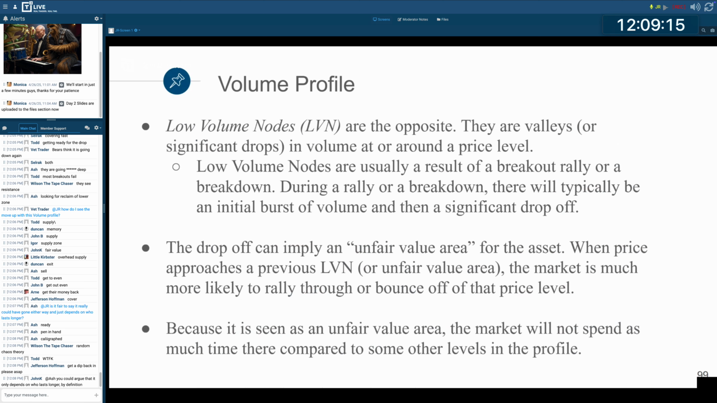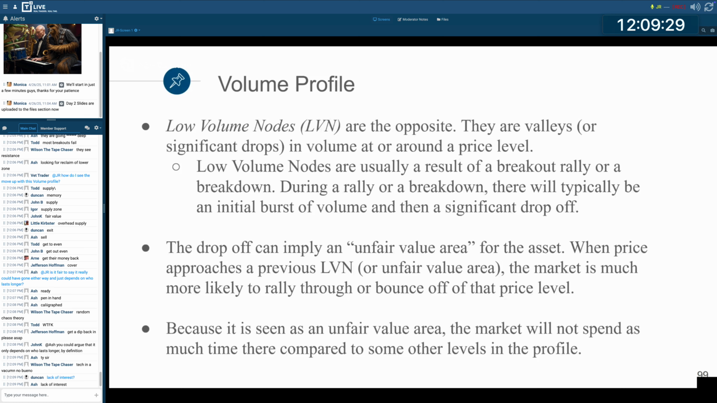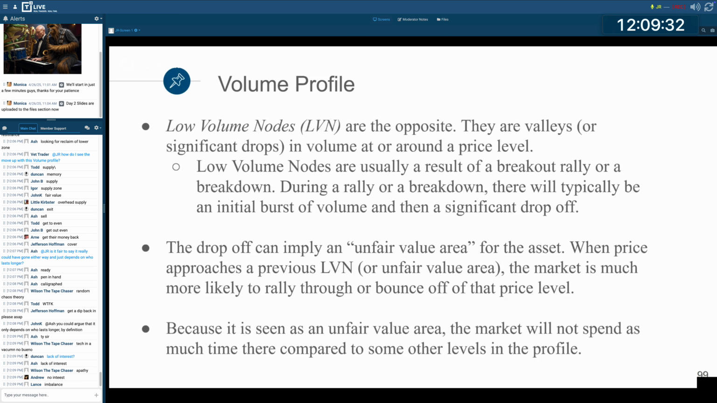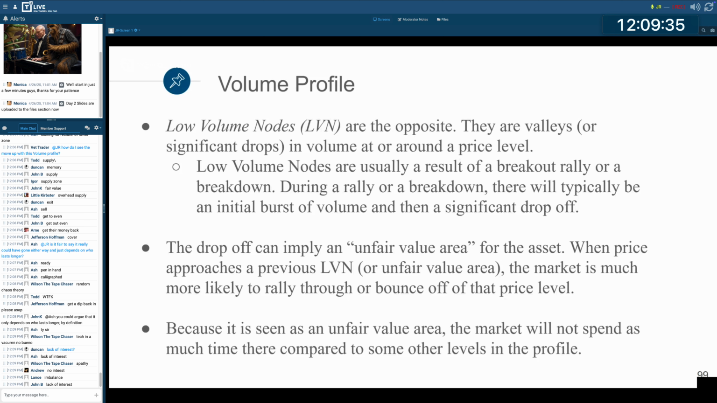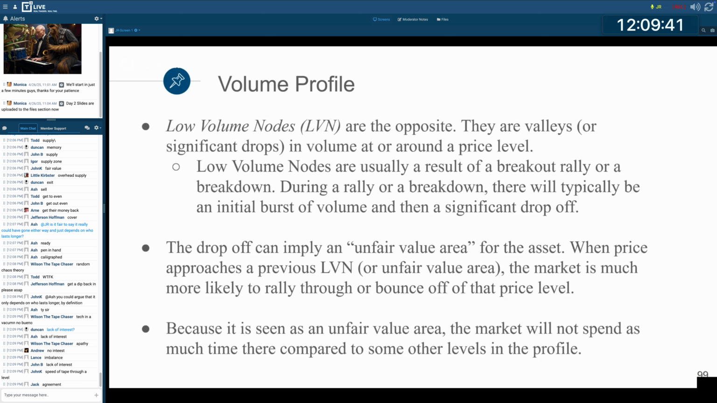So onto the low volume nodes. They're the opposite. They're the valleys or significant drops in volume in or around that level. So what creates a low volume node, guys? Why do we have low volume nodes in the market? No interest. Imbalance. Correct. Imbalance and no interest. I wouldn't say agreement, Jack. Well, in some cases it could be agreement, meaning no one's interested in transacting at that level, and that is a point of agreement. In that case, it's certainly true.